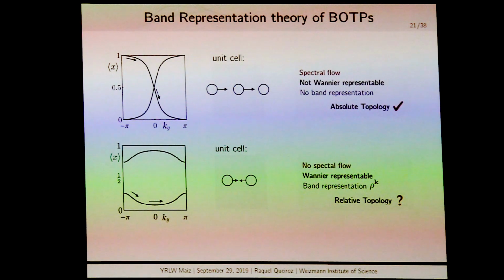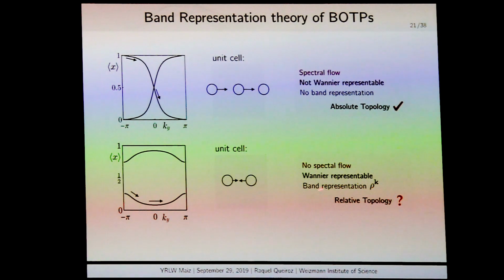Something that has no absolute topology is in fact something where I would calculate my expectation value of the position operator, and as I change momentum, it wobbles around one position of the unit cell, which means that I could pick up all my states and find the localization of this state. So this means that there's no spectral flow, and it is a system that is Wannier representable. If it's Wannier representable, then I can apply this machinery of symmetry representations, of symmetry indicators, and I can write down the band representation that includes all the symmetry eigenvalues for this state in a big matrix, basically.